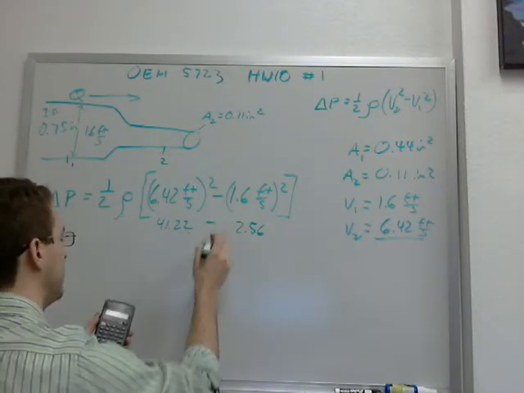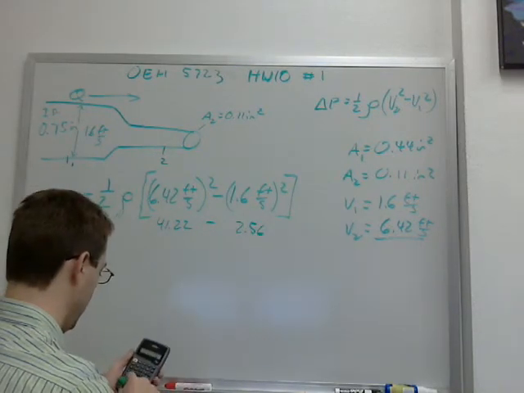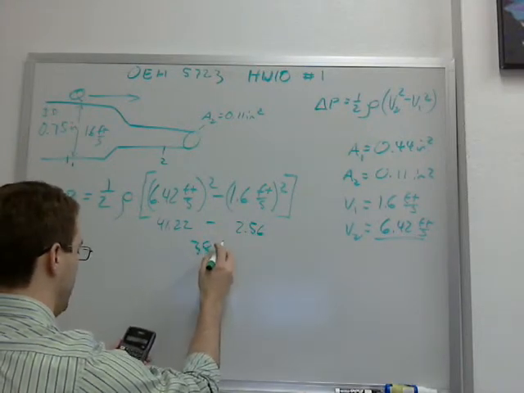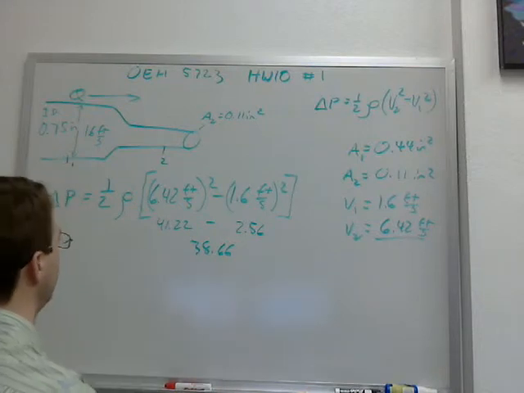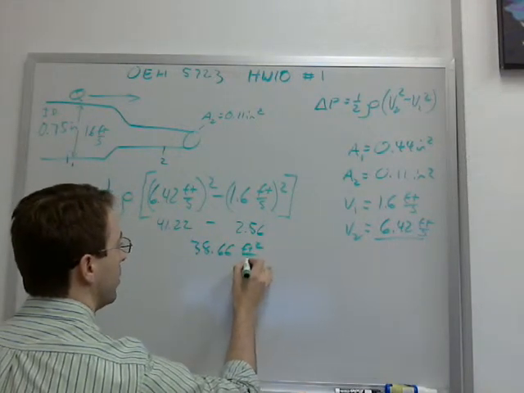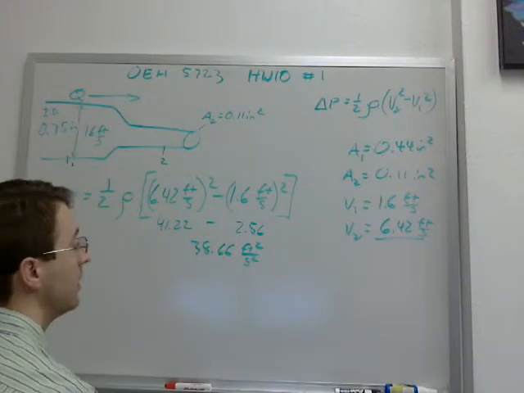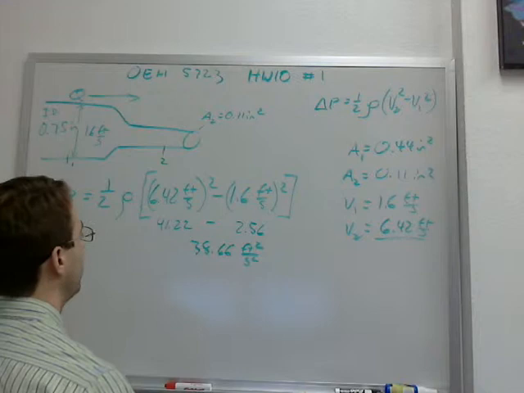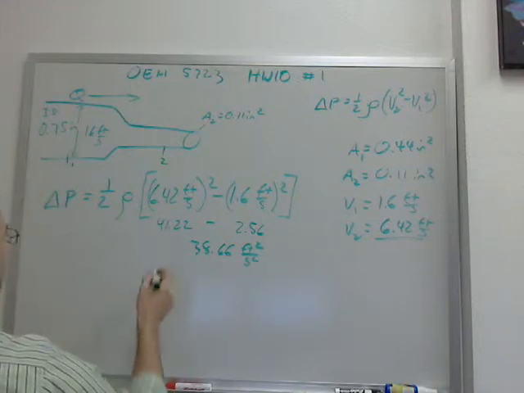So the difference between those two is 38.66. All right, and that's in feet squared per seconds squared. That's what's important to note, is what your units are here. So now we can start plugging this in.